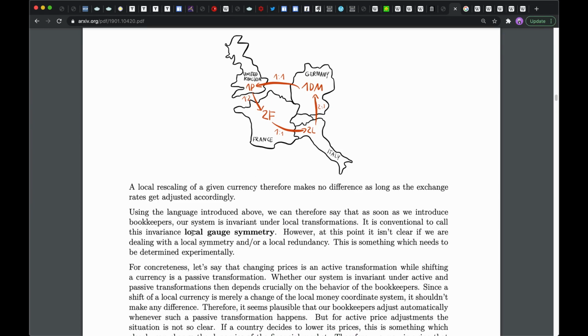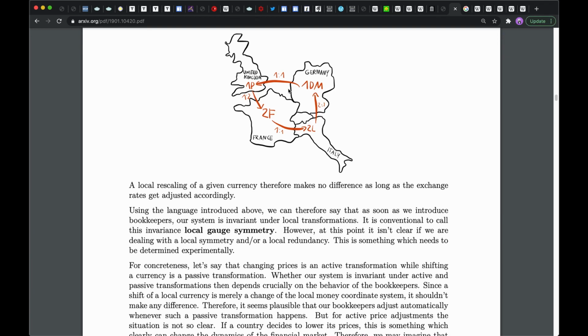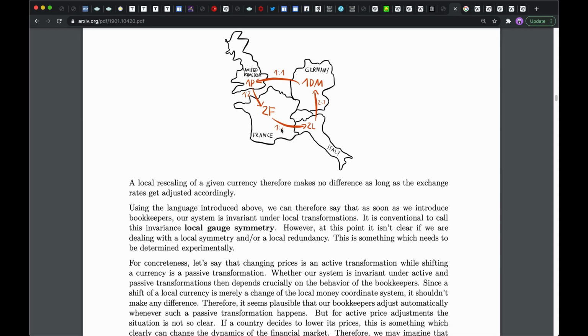But when those exchange rates become real, what he calls real dynamic entities on the market, which will have their own dynamics, and they will impact prices, and prices on the tomatoes will impact those exchange rates, then those bookkeepers become something real and not just a redundancy.